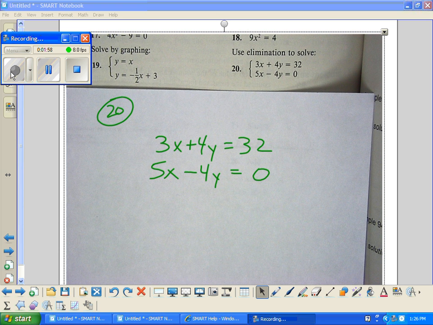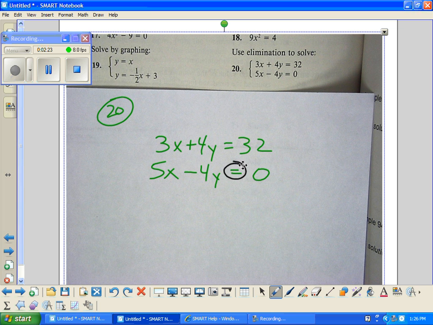Problem 20 is 2 equations and 2 unknowns, x and y, so it is solvable. And it says use elimination. This is a fairly easy one this time because when you look at the x coefficients, 3 and 5, you could do it with that. But when you look at the y coefficients, positive 4 and negative 4, we can add anything we want. So I'm going to add the same thing to both sides. They're the same because of that equal sign. I can do anything I want as long as I do it to both sides.